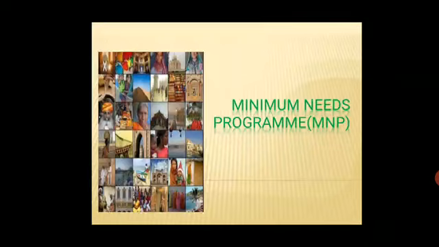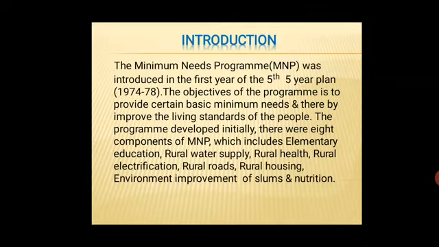It's also shortly known as MNP. The Minimum Needs Program was introduced in the first year of the fifth five-year plan, which ran from 1974 to 78. The objective of the program is to provide certain basic minimum needs, and by providing these basic minimum needs, we can improve the living standards of the people.